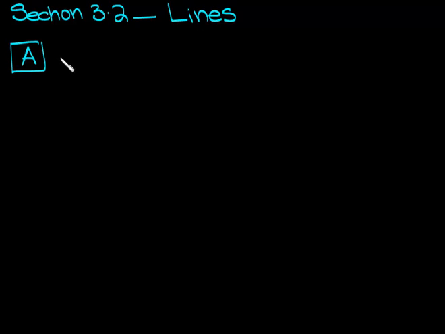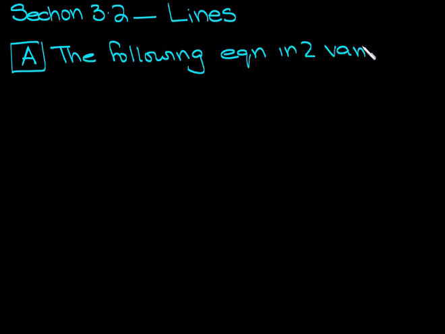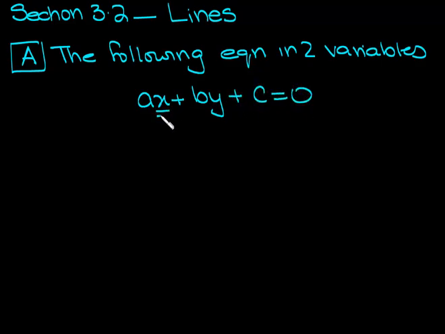So the first equation in two variables that we're going to take a look at today is the following equation in two variables. We have ax plus by plus c is equal to 0. Okay, it's an equation in two variables.